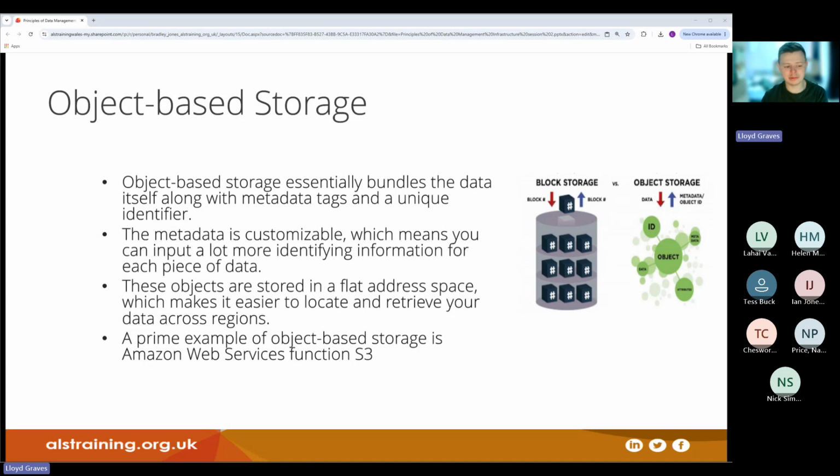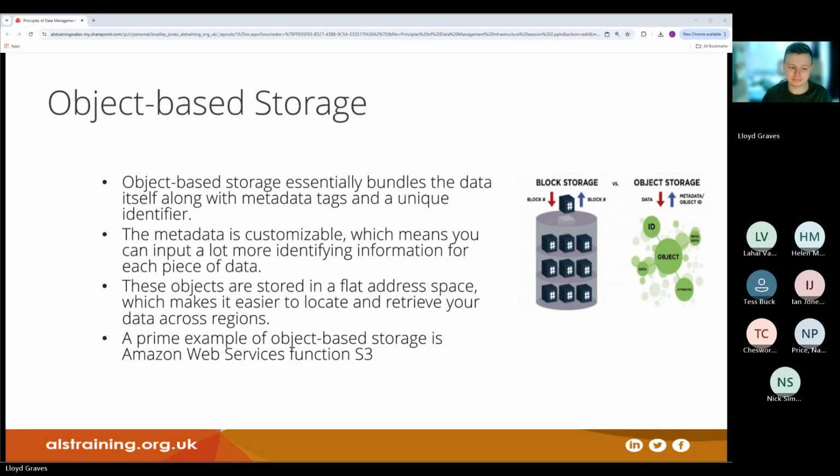It's the idea of Amazon Web Services function S3. So S3 is an object-based storage platform. Definitely recommend you have a look into this one as well. I know there are some organizations now which are moving over to using AWS and the S3 function as their primary data storage method. You can save data on there as objects, and then you can give those objects different characteristics. So you can search for the characteristics if you can't identify the data itself.